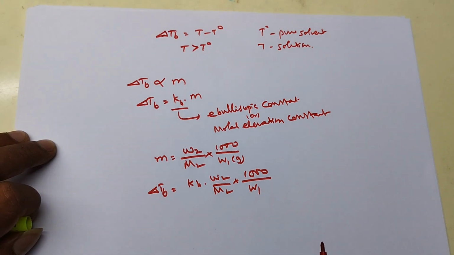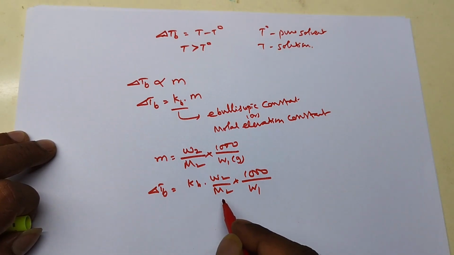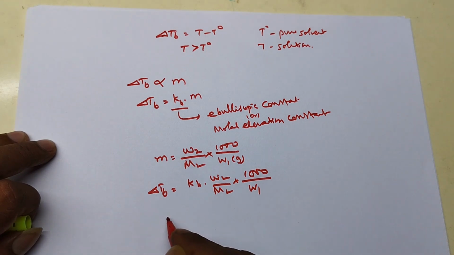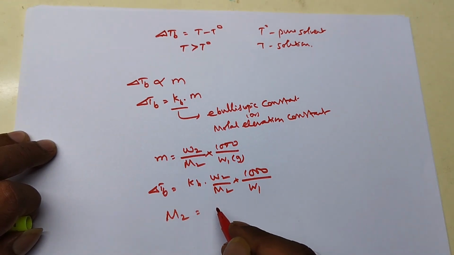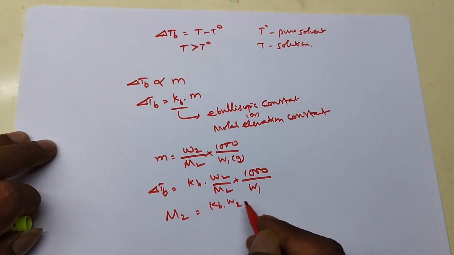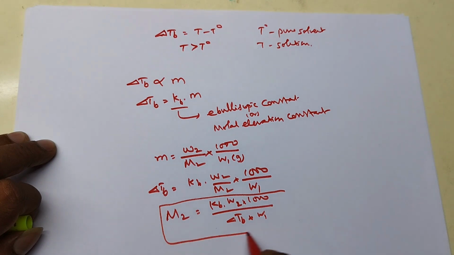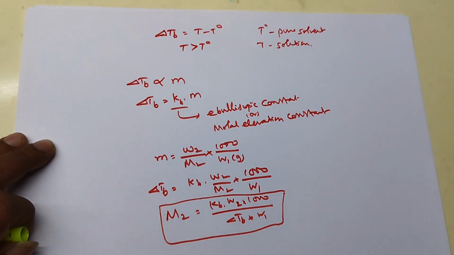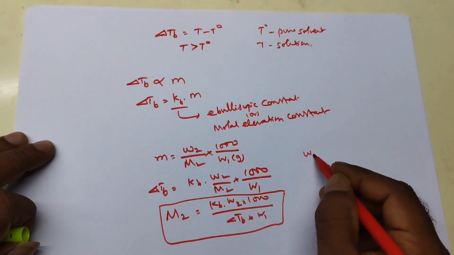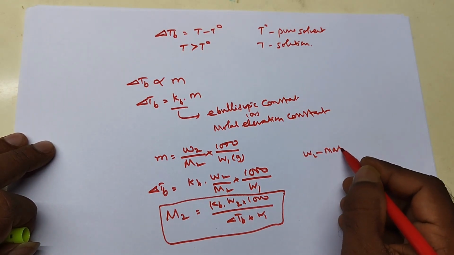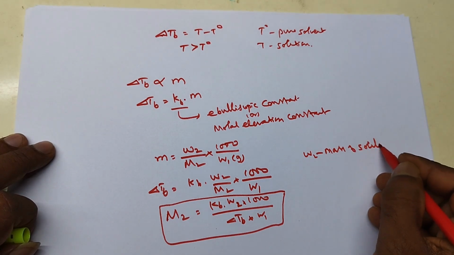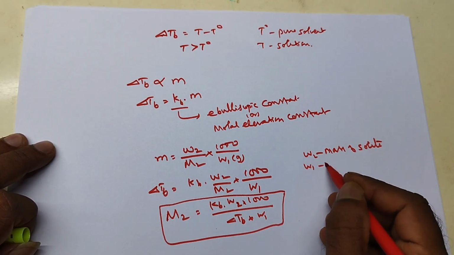Normally in elevation in boiling point, they will ask you to calculate the molar mass of a solute, so you interchange places. If you want to find M2, then M2 equals Kb W2 into 1000 divided by delta TB into W1. This is the formula for calculating the molecular mass of a solute. Here you have to know all these terms. W2 is the mass of solute, and W1 is the mass of solvent.